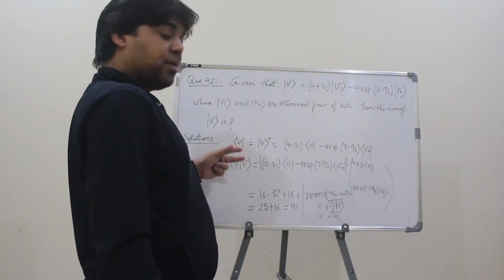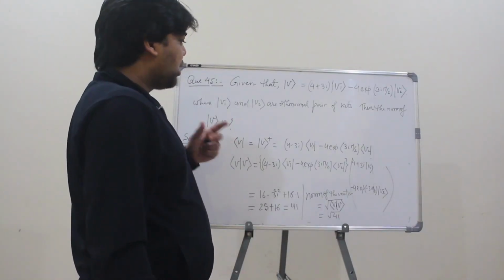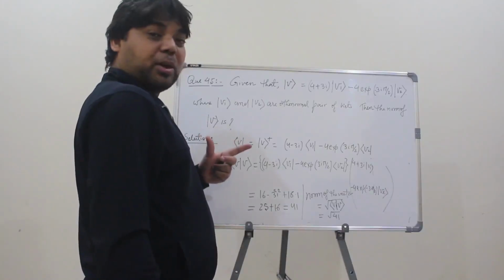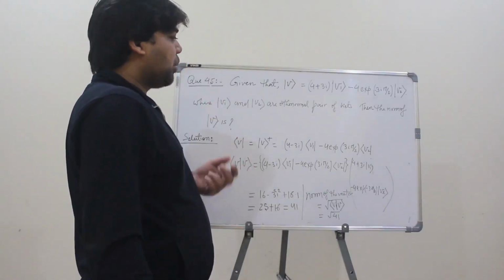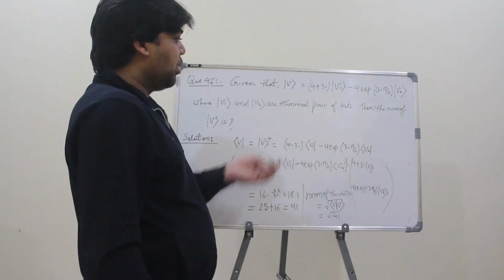So this is all we have. This is another very important problem related to normalization, how to form orthonormal vectors. Right?